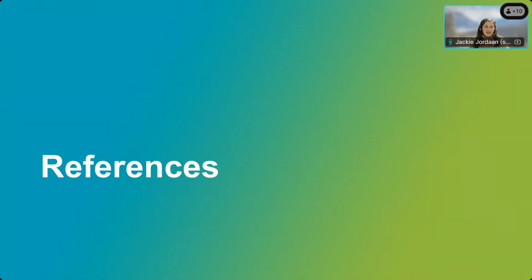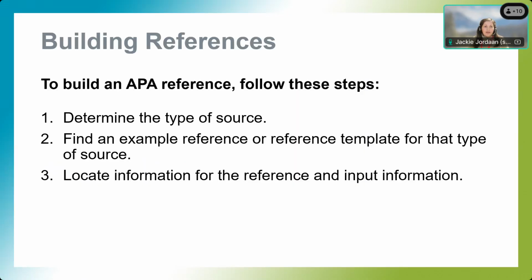Okay, so now that we've seen what references look like, how do we create them? So we have these 3 easy steps that you can follow to build a reference. Number 1, determine the type of source. In-text citations are the same for all types of sources. You use the author's last name and year.